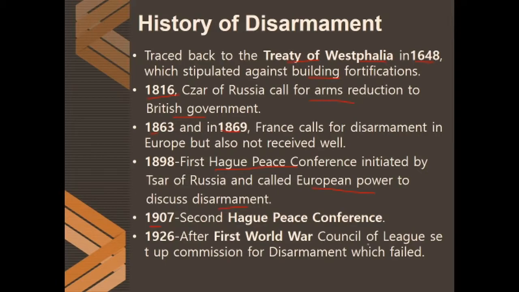the Council of the League set up a Commission for Disarmament, which failed. So after the First World War, the League of Nations was formed on the suggestion of US President Woodrow Wilson. Then the League of Nations formed the Council of the League for Disarmament, which set up the Commission for Disarmament, which failed and its efforts were in vain.